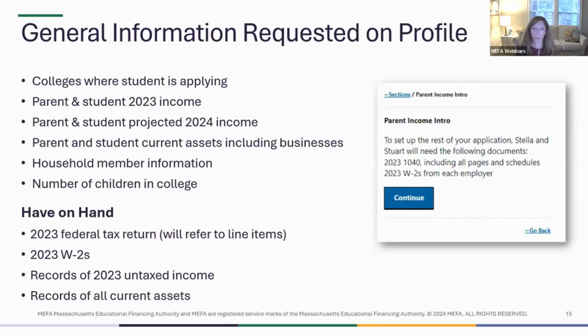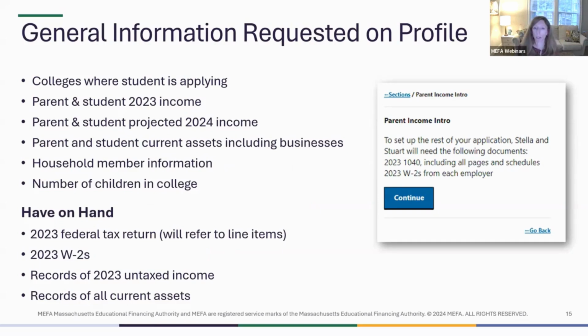So let's talk about general information that everyone's going to submit on the profile. For the student filling out the profile with the custodial parent and that parent's current spouse, you're going to list the colleges where the student's applying, and you're just going to list the ones that require the CSS profile. So you're going to select those.